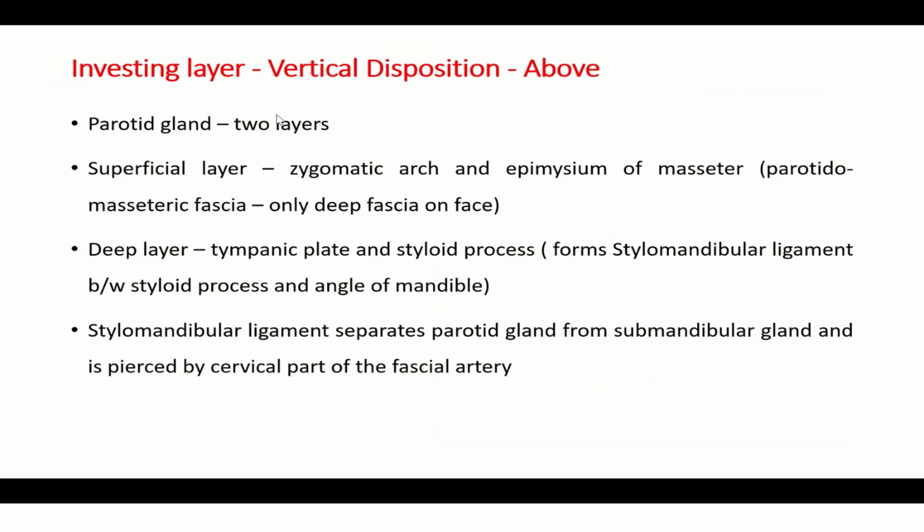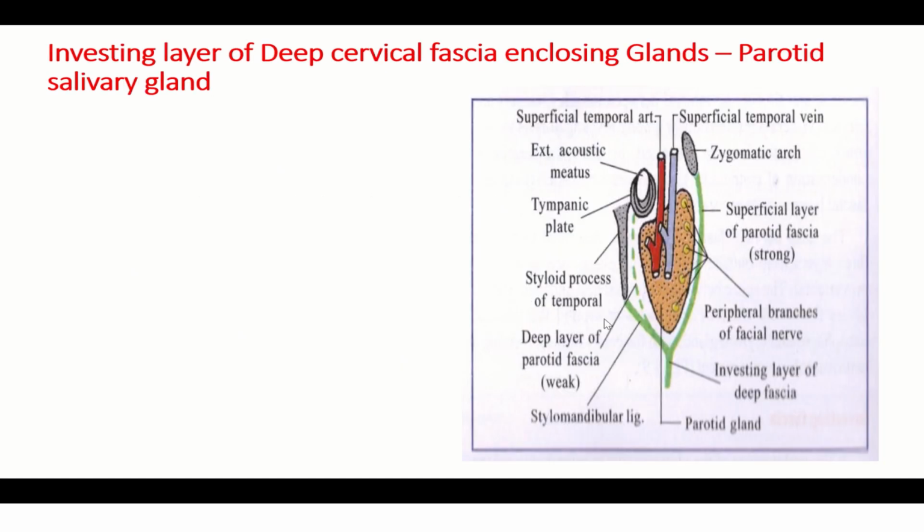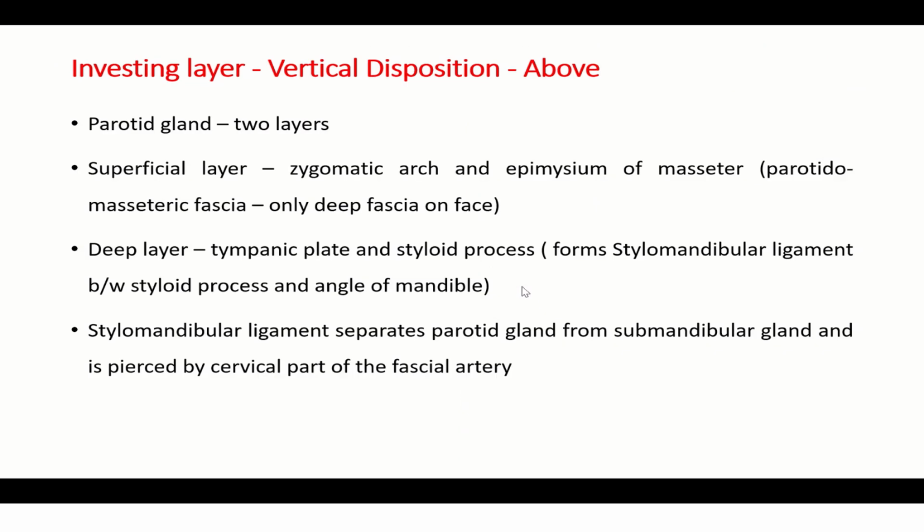Now, if you see here, again same thing. The investing layer splits to enclose the parotid gland also. Again, there will be two layers here, the superficial layer and deep layer. You can see here, this will be the superficial layer. This will be the deep layer. The superficial layer is attached to zygomatic arch and epimysium of masseter. So here along with this, it forms parotidomasseteric fascia. This is the only deep fascia on the face.